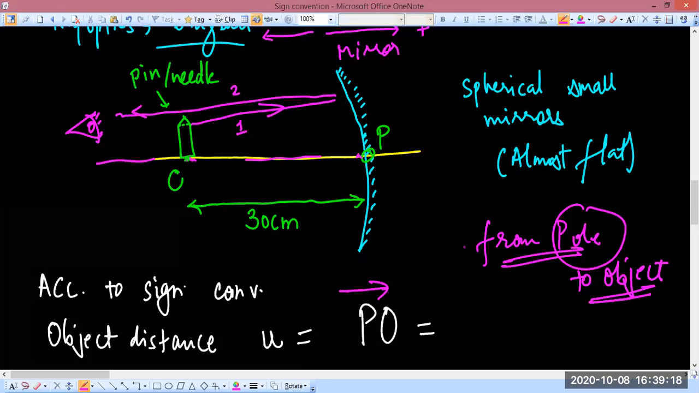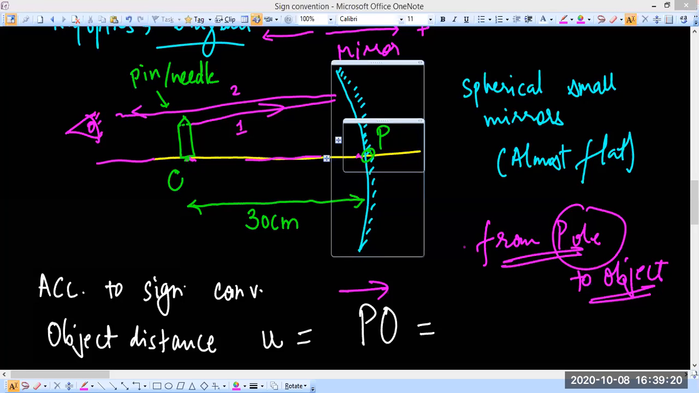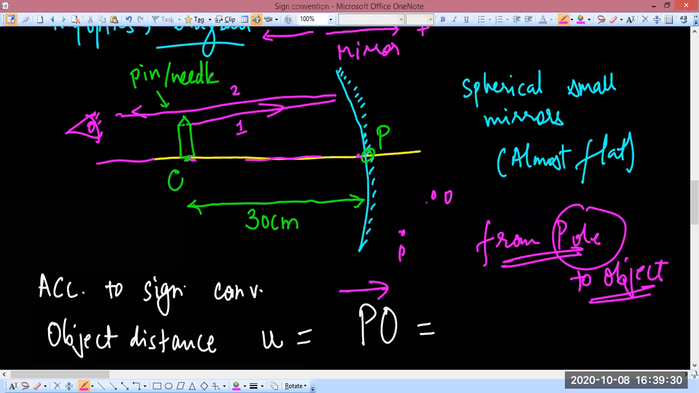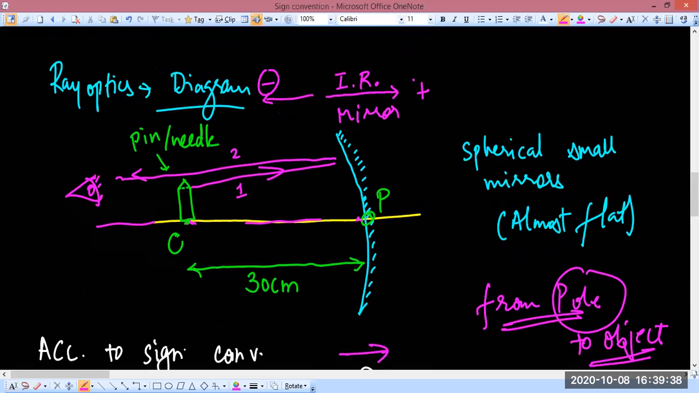Obviously left side. Clear? P to O, arrow, PO vector. So the PO vector goes from P to O. I hope everyone realizes that. Clear? So that's why this is towards the left side, and now left side is taken as negative.